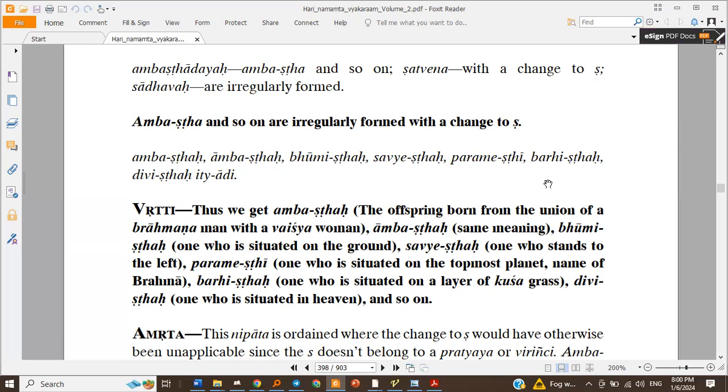Bhumishtha, one who is situated on the ground. Savyeshtha, one who stands to the left. Parameshti, this Parameshti is also quite used. One who is situated on the topmost planet, name of Brahma, Parameshti. Barhishtha, one who is situated on a layer of kusha grass. Divishtha, one who is situated in heaven, and so on. Just one thing, the Shatva is there, and these are also Nipatas.